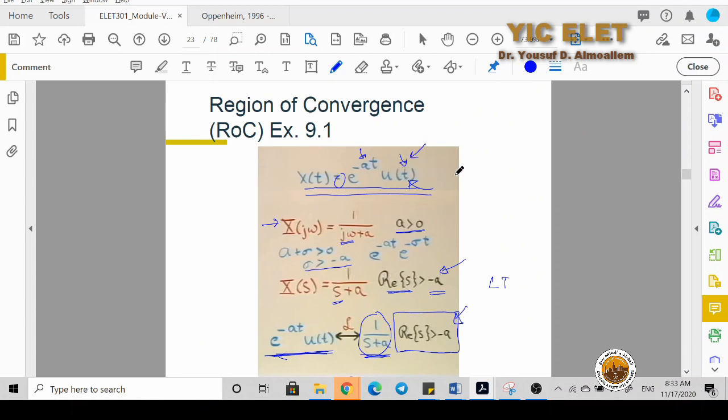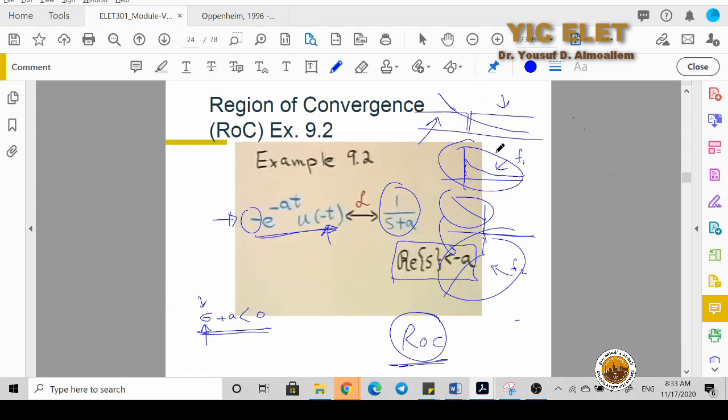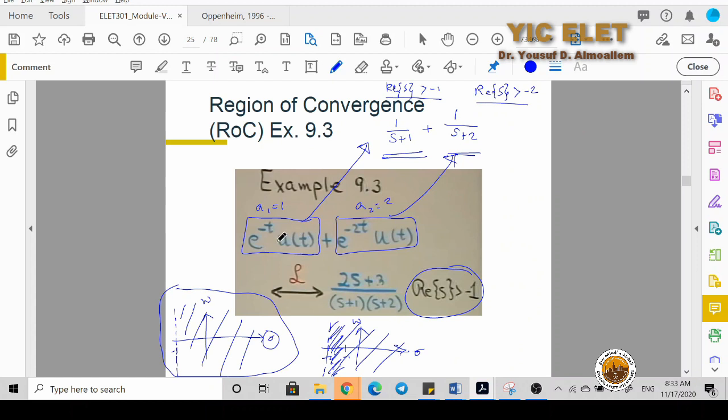It is f1, right? It is the first function. So we use the same solution with this region of convergence. It should be greater than minus a. As you can see here, greater than minus a. So it will converge this function. We can find the solution only in this region.